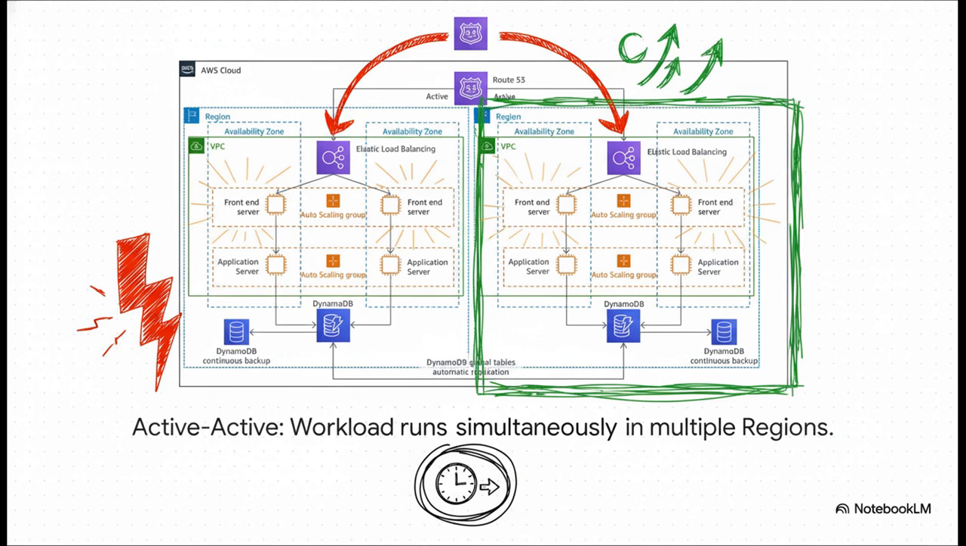So if one region gets hit by that lightning bolt and goes down, what happens? Well, the health checks will spot it, and Route 53 just stops sending traffic there. The other region doesn't even blink. It just takes all the traffic. The recovery is almost instant because, well, the backup was already running at full power.